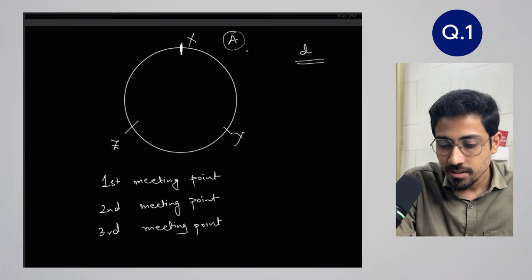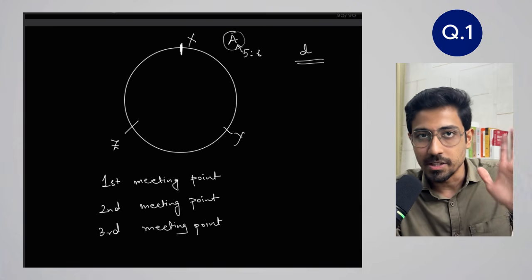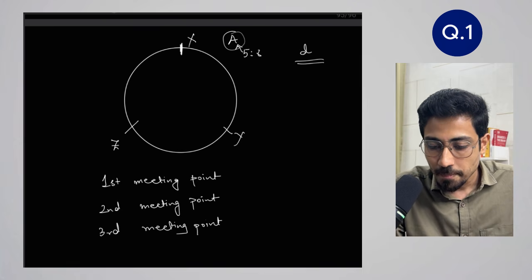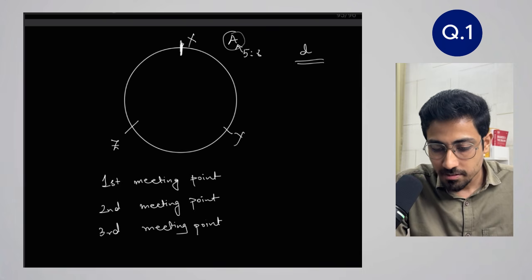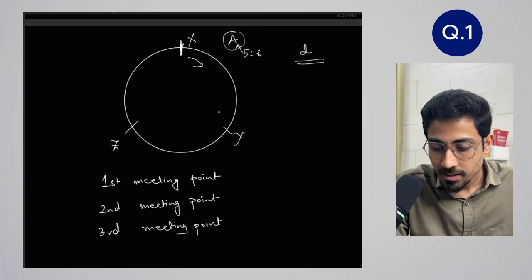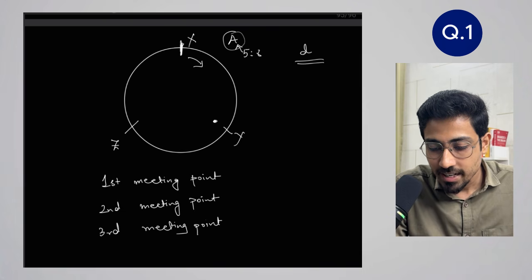Okay, what is his speed? The ratio was 5 is to 8, so his speed is 5. I'm not taking 50. 5 is the simplest ratio that A has. I will start from point X and move in this direction. So this is 1. I reach here 1.